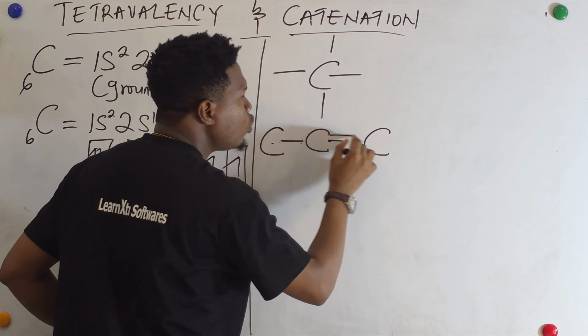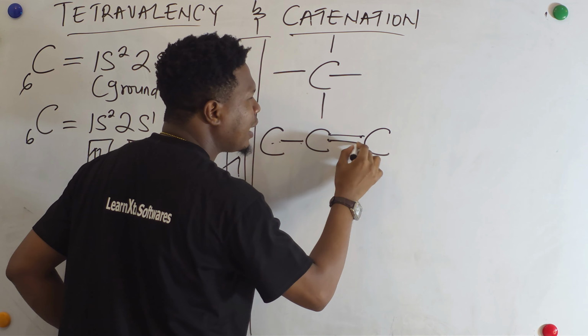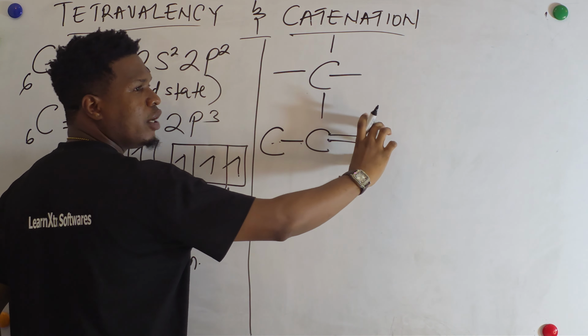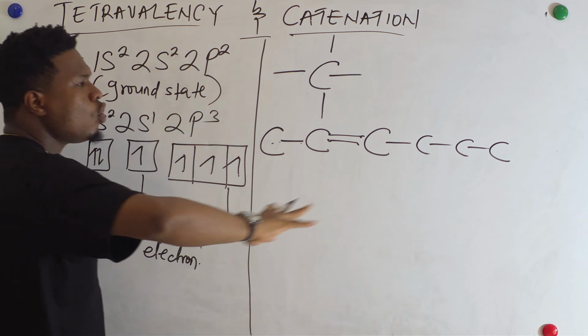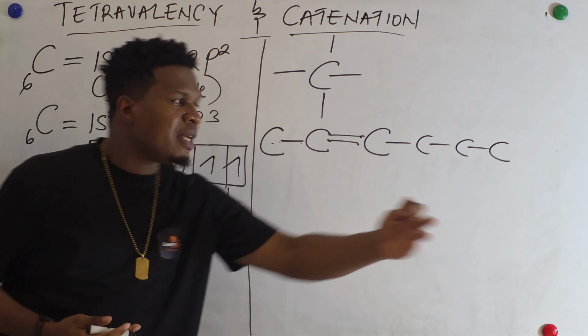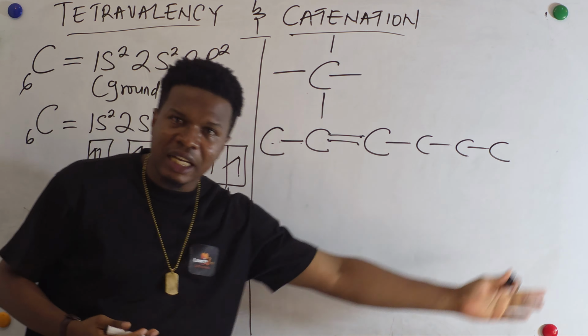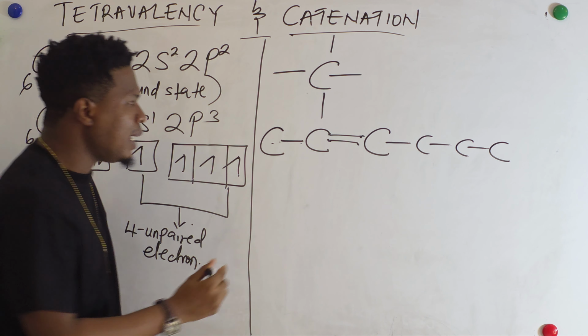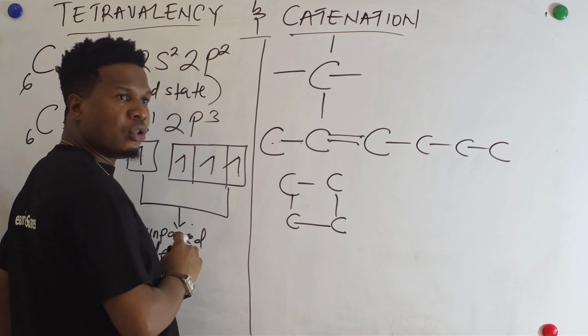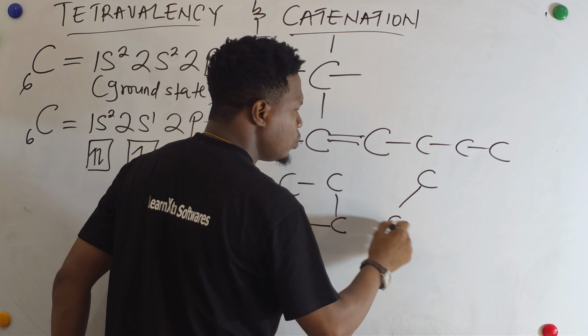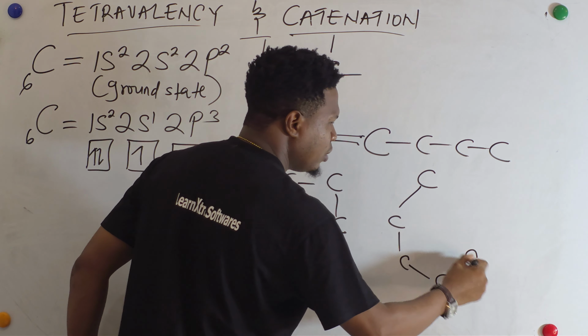They can also go to the point of sharing 4 electrons. So 2 will come from here, 2 will come from here. So carbon can keep doing this. Carbon can keep forming chains. These chains can either be straight chain or in a cyclic form. Let's say something like this. So carbon can do this. Carbon can also do this. Carbon can do this.